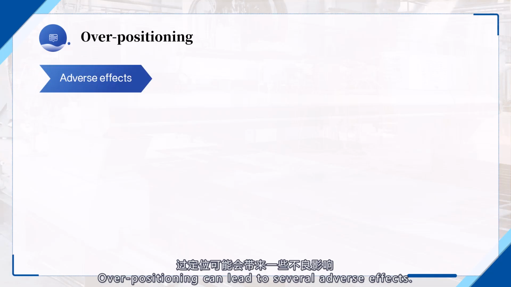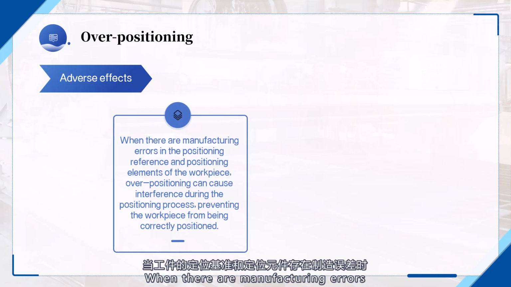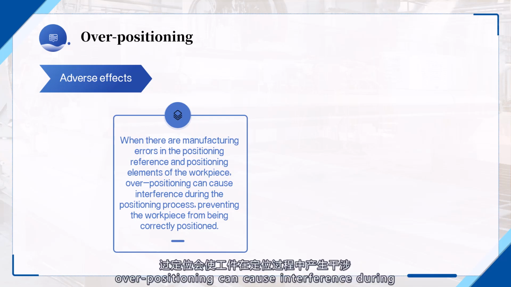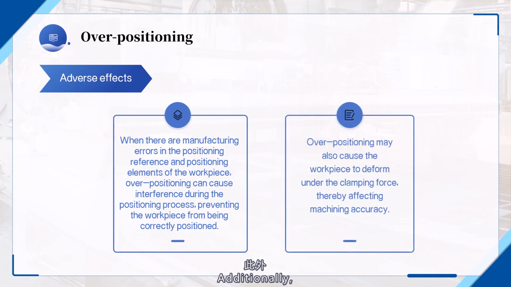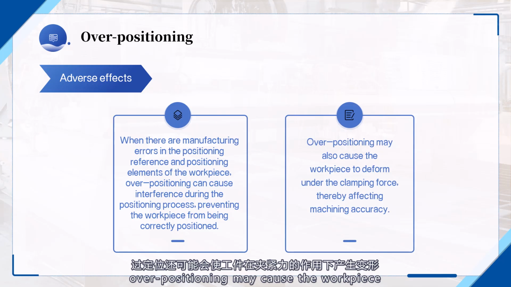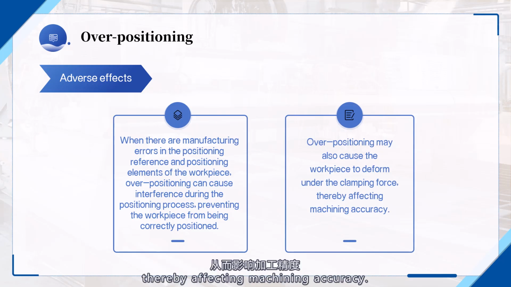Over-positioning can lead to several adverse effects. When there are manufacturing errors in the workpiece's reference points and the positioning elements, over-positioning can cause interference during the positioning process, preventing the workpiece from being correctly positioned. Additionally, over-positioning may cause the workpiece to deform under the clamping force, thereby affecting machining accuracy.